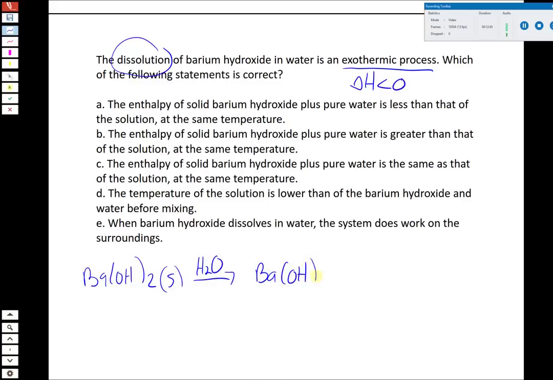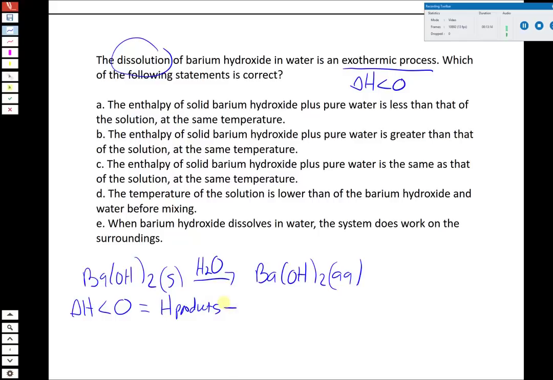Okay, so again, it's not really a reaction per se. It's just a phase change. We're going from solid to aqueous. So that means our reactants in this case are going to be the solid barium hydroxide in water, and our product is going to be the solution, which is the aqueous barium hydroxide. So delta H is going to be negative in this case because it's exothermic. That was the key word we looked for in the problem. And remember that delta H is equal to the enthalpy of products minus reactants. So when we're talking about chemical reactions or dissolution processes like this, remember, a delta means final minus initial. Final is the products, initial is the reactant, so enthalpy change is going to be H of the products minus H of reactants.